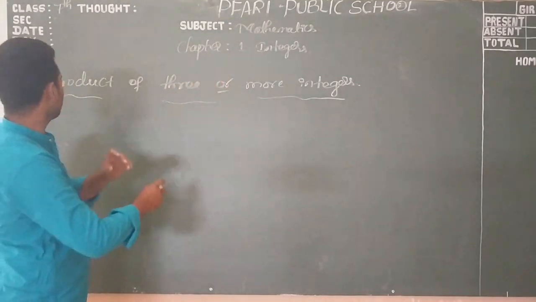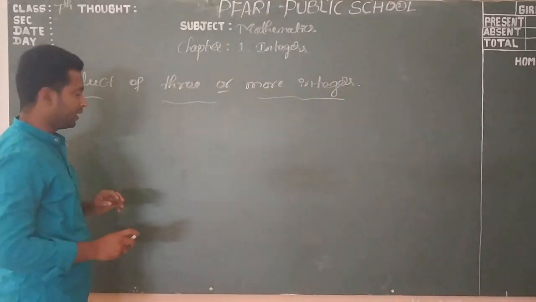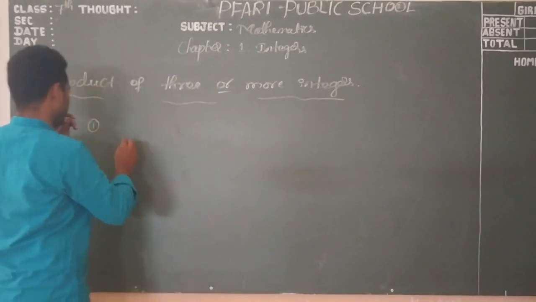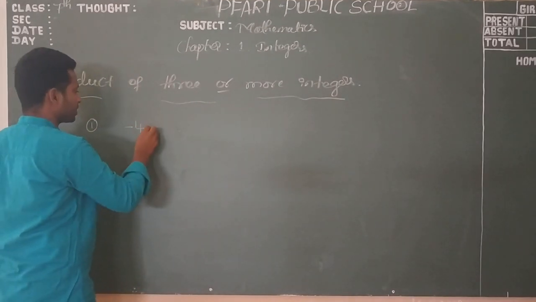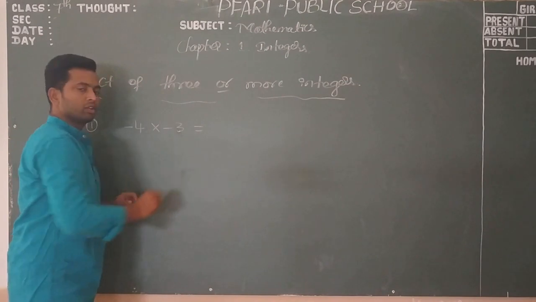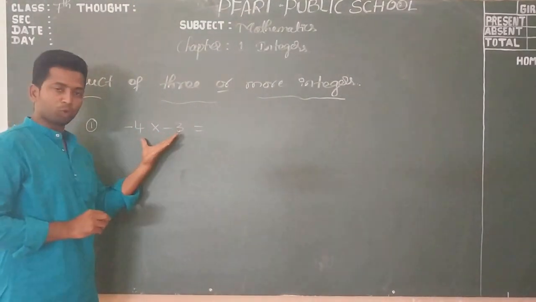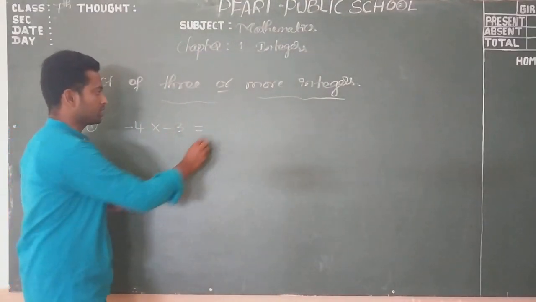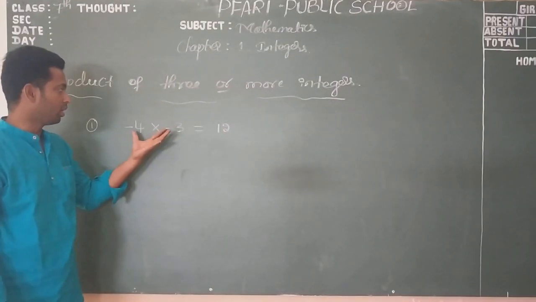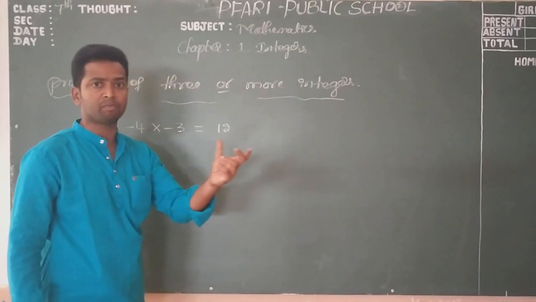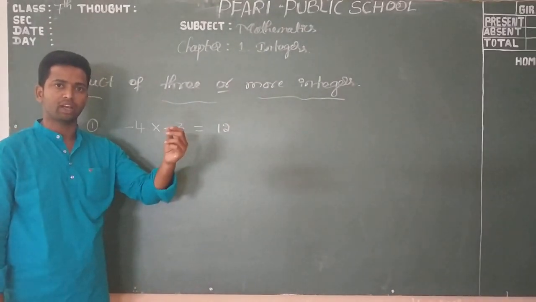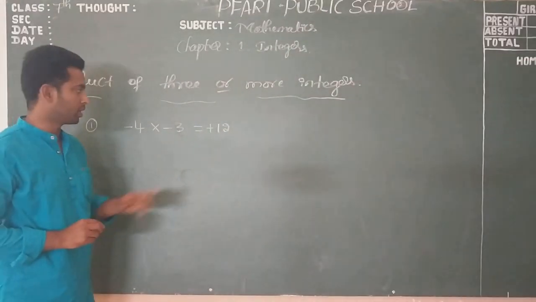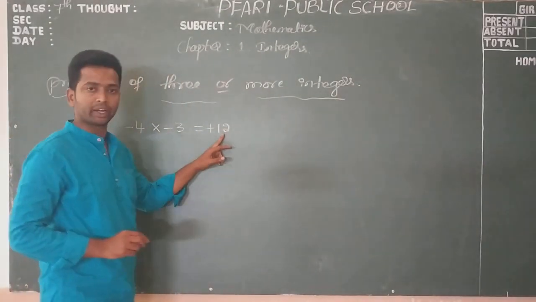So now, the product of three or more integers. Let us assume one example: minus 4 into minus 3. To multiply this, we first take the product of the whole numbers. 4 into 3 is 12. If we have the same kind of integers, that means both negative or both positive, we place the positive sign before writing the product.